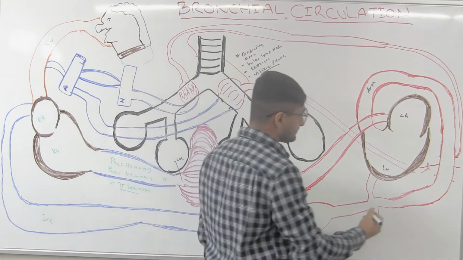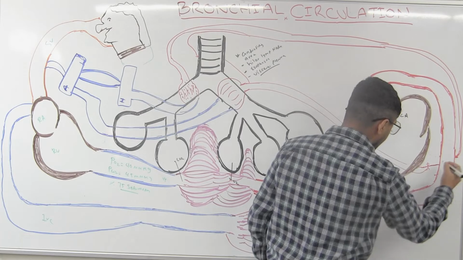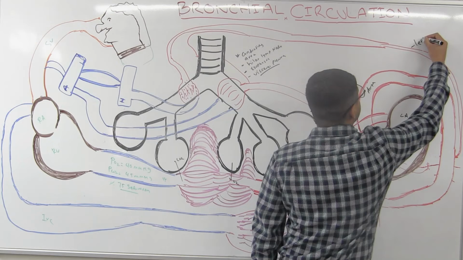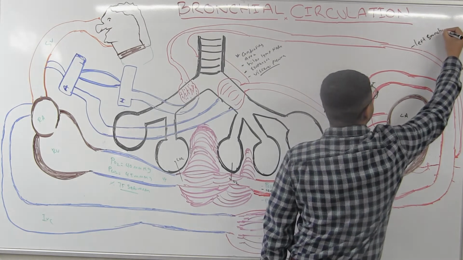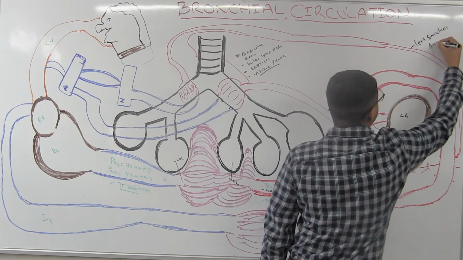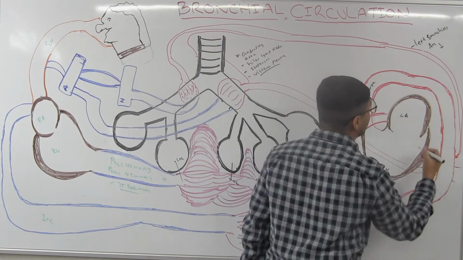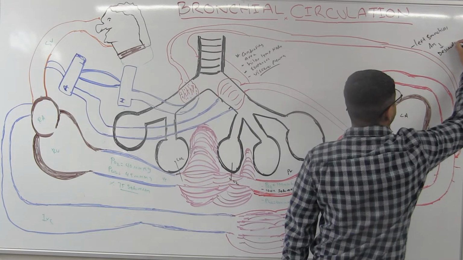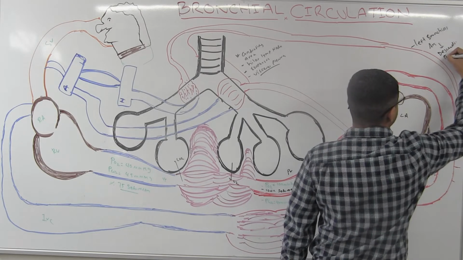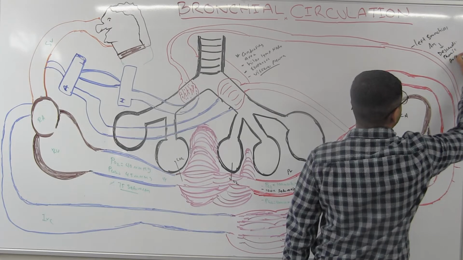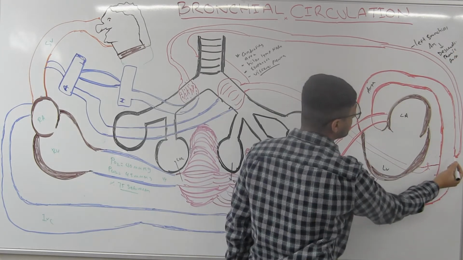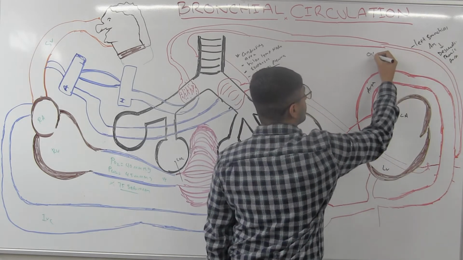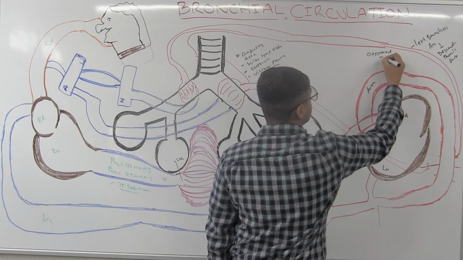Where it comes from the aorta is two things. If I look at this here, this artery we said is the left bronchial artery. This left bronchial artery is arising from the thoracic aorta, the descending thoracic aorta, if you want to be very clear. That is where this left bronchial artery is coming from, and because of that it is bringing oxygenated blood.